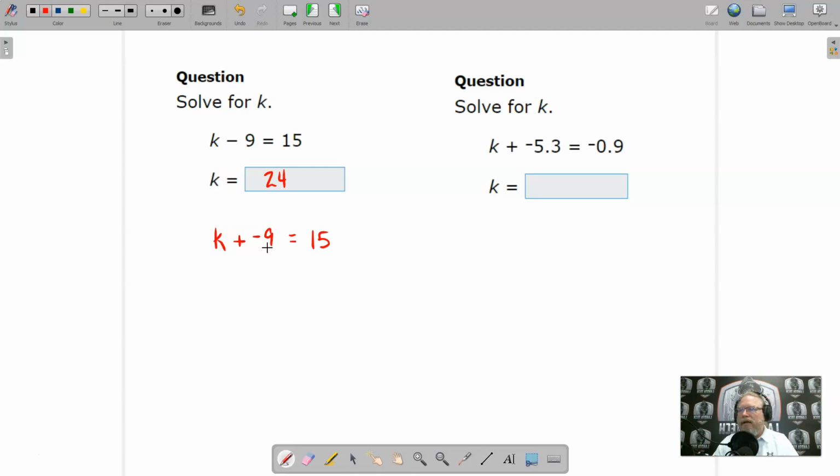Now let's go ahead and deal with the negative 9. We need a positive 9. And if we're going to add positive 9 to one side, we add it to the other. And the 9s would cancel each other out, leaving us with k, and 15 plus 9, again, would be 24. So either way that you want to do those type problems, totally up to you. You're still going to come up with the correct solution with either process that you use.